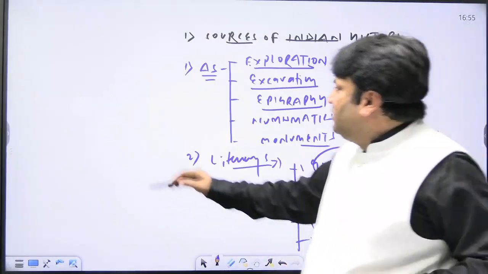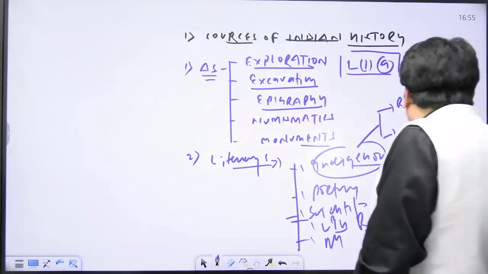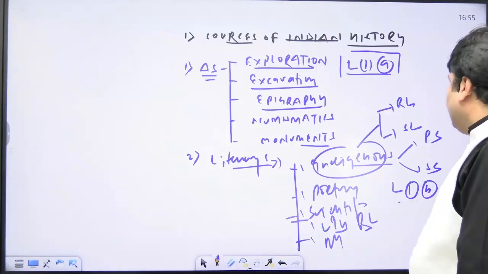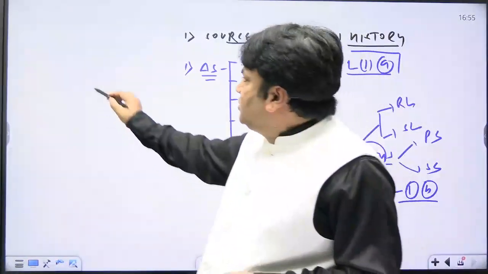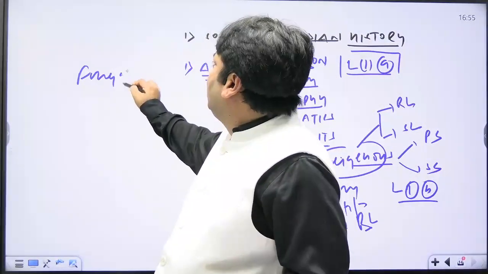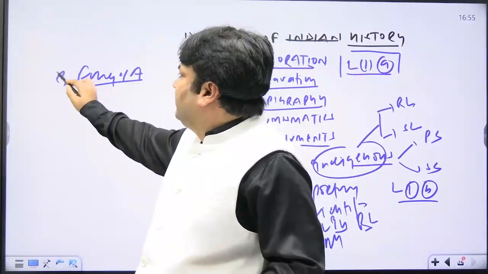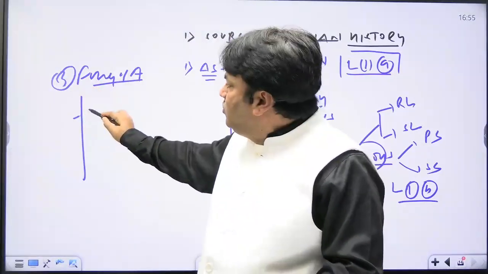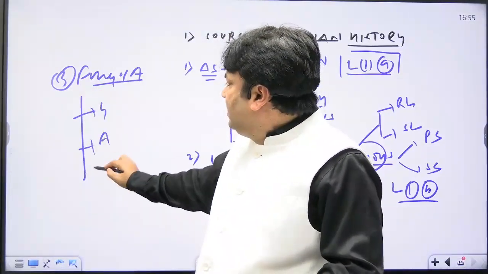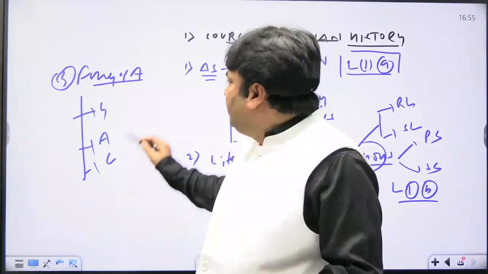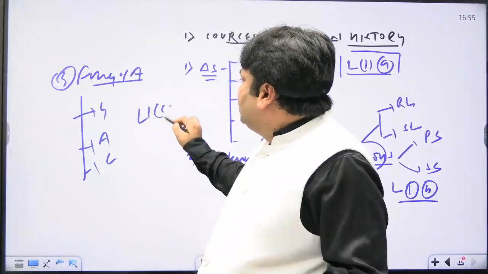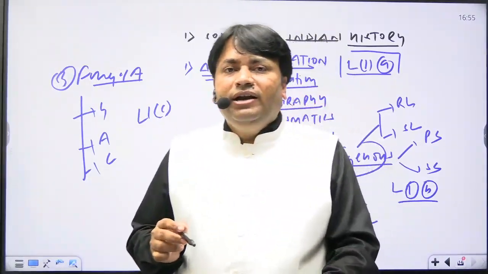This will be lecture number 1B, and the third topic is foreign accounts. The third topic is foreign accounts, right? And here you need to know about Greek, Arabic and Chinese accounts. So this will be lecture number 1C. So these are three different chapters.